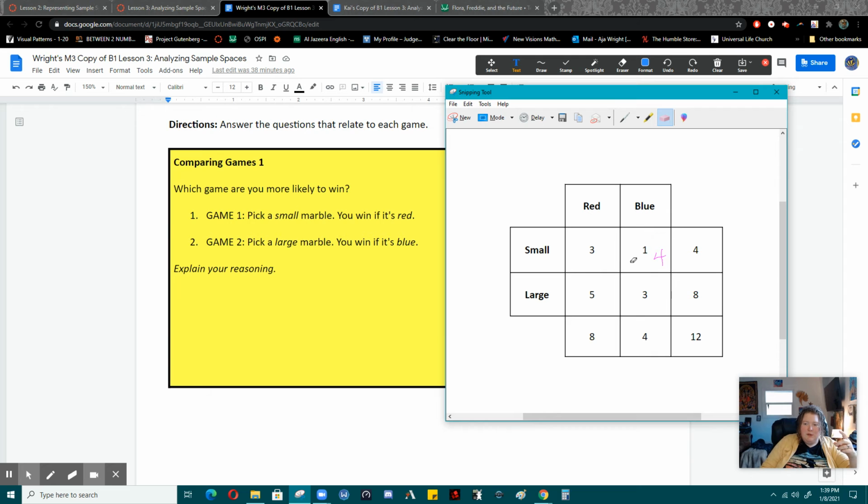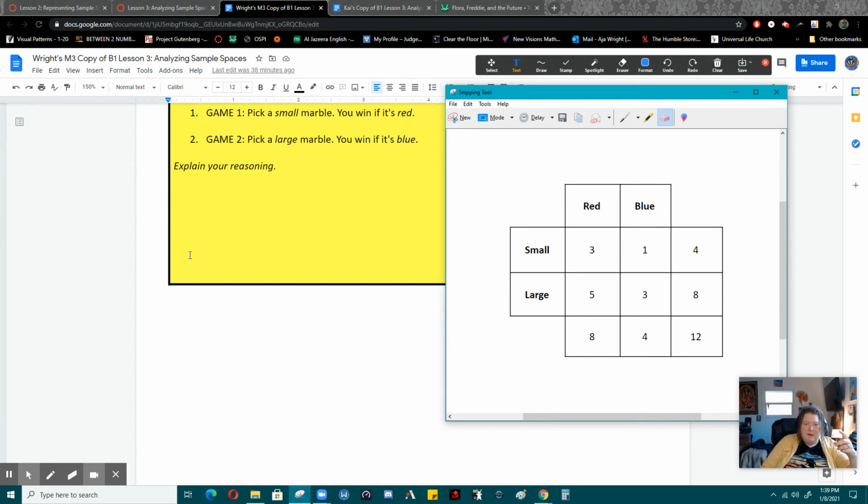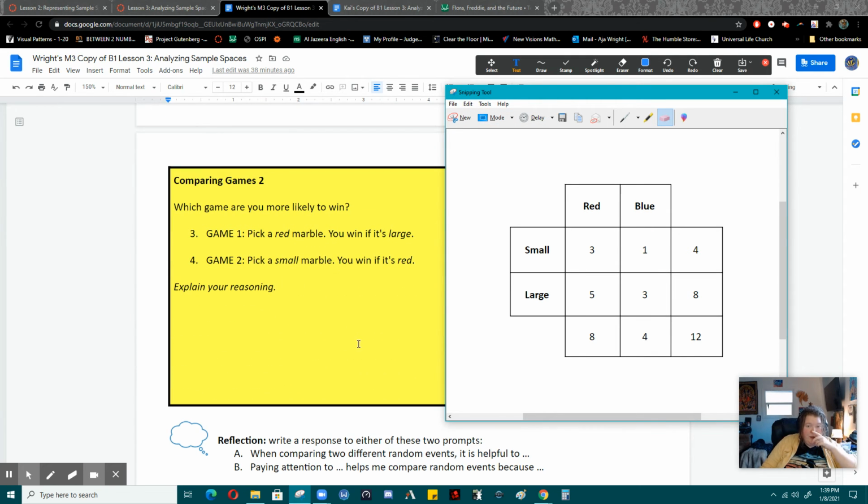Okay. So then let's take a look at this other game. Game one, pick a red marble. You win if it's large. So for game one, we're picking red. That means we're just looking at this column, the red column. That's game one. And as you can see, large is 5/8, right? 5 out of 8.